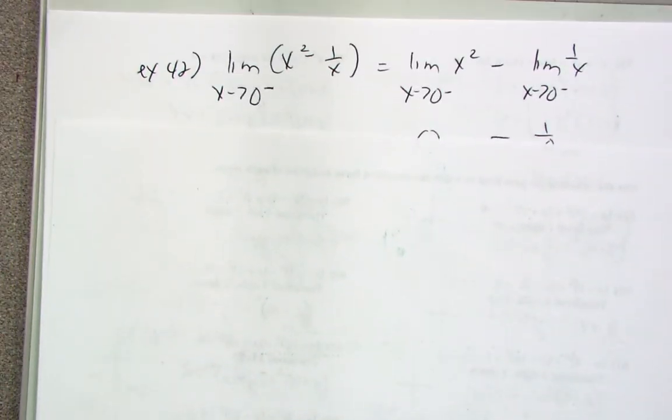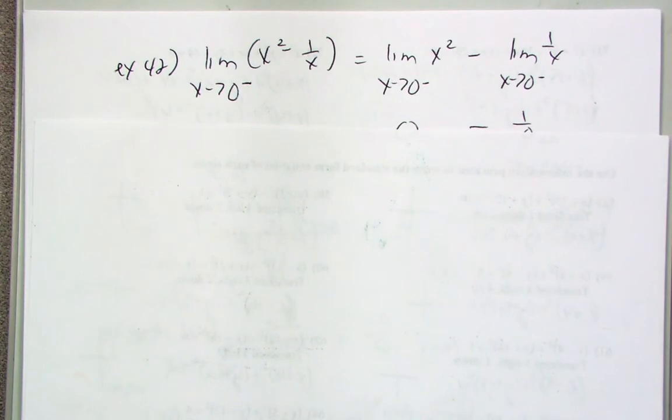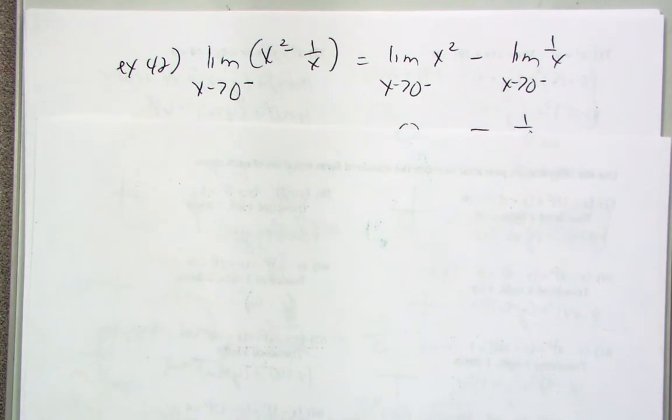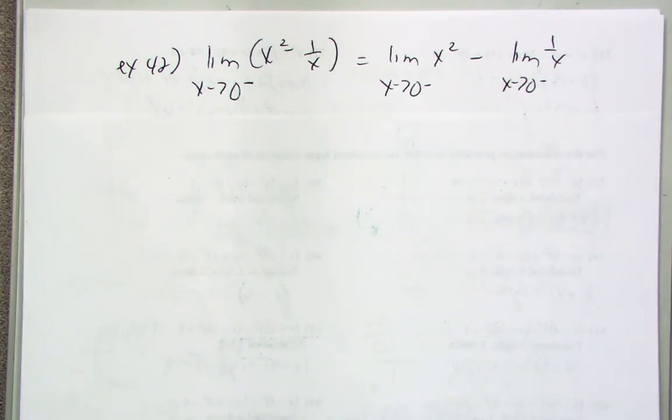Let's try example number 42 from the textbook. There's such a variety of algebra, there's no way in the notes I can go over all of that. That's why you're going to do that in class. But I will go over a couple. 42, not one of yours, you have the odds, this isn't even.